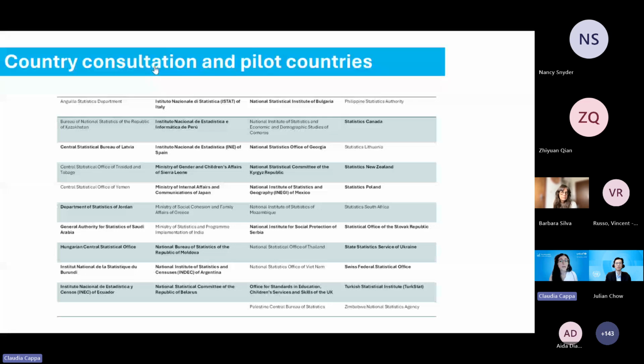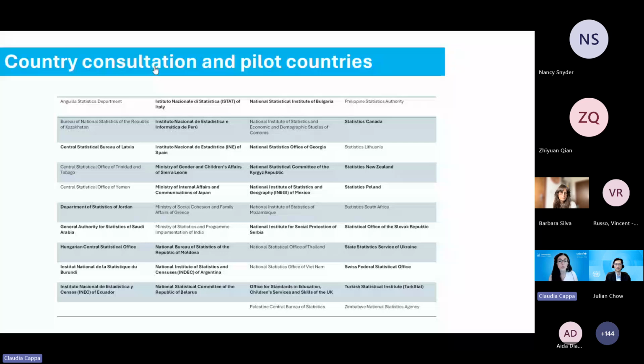You see here the 40 countries and institutions that expressed interest in being part of this consultative process, with countries that have statistical offices involved being those who played a particularly active role in reviewing the various drafts of the classification, but also in participating in the pilots. Just to name a few, I really would like to express my gratitude to the National Institute for Social Protection of Serbia, the Turkish Statistical Institute, the Central Bureau of Statistics of Latvia, the General Authority of Statistics of Saudi Arabia, and so on and so forth.